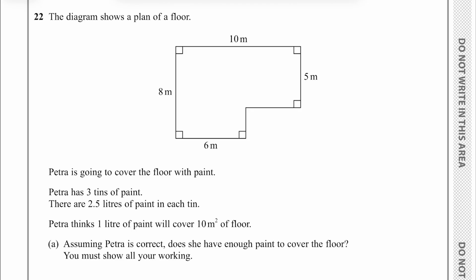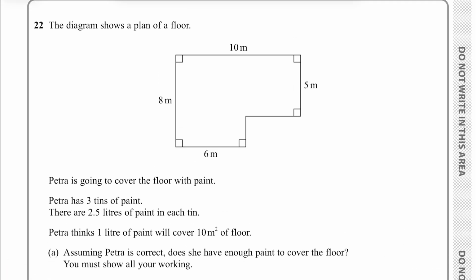Question 22. The diagram shows a plan of a floor. We've got an L shape. Petra is going to cover the floor with paint. Petra has 3 tins of paint. There are 2.5 litres of paint in each tin. Petra thinks 1 litre of paint will cover 10 metres squared of floor. Assuming Petra is correct, does she have enough paint to cover the floor? You must show all your working. And by the look of it, it's a 4 mark question.